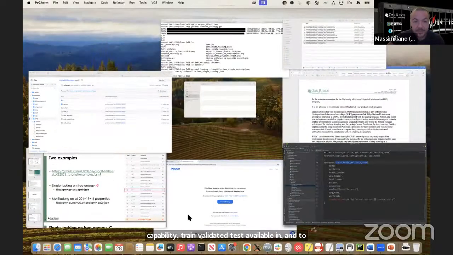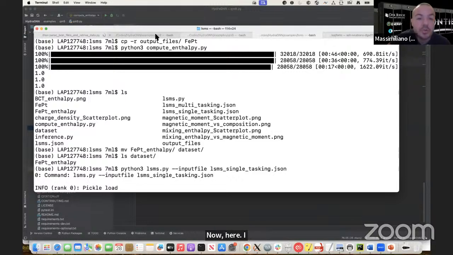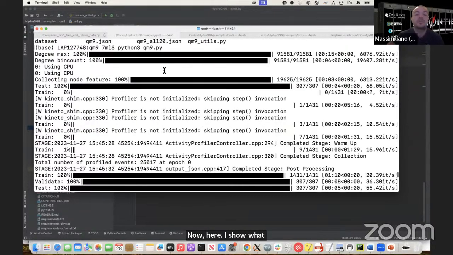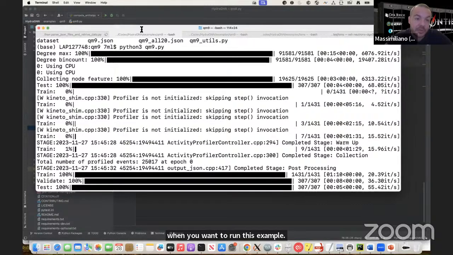Now, here I show what happens when you want to run this example. This is a Linux terminal. You need to run python3 qm9.py. And the very first time that you run this piece of code, it will take some time, because if the QM9 dataset is not already pre-downloaded on your machine, you need to download the dataset, and that takes a while.